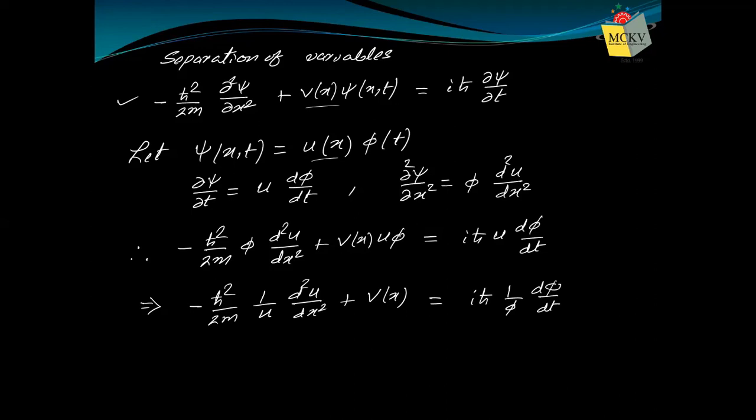On the right-hand side, t is there, time is there, and phi is there. Phi is a time-dependent function. So only time-related quantities are there, no space-dependent quantity. That means now the left-hand side is space-dependent, the right-hand side is time-dependent. They are separated. That is called separation of variables. So now we have completely separated space from time.